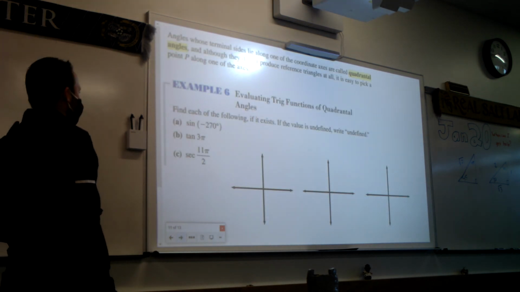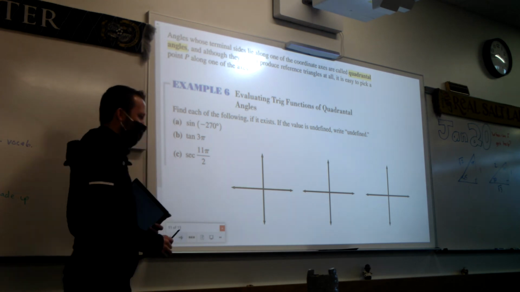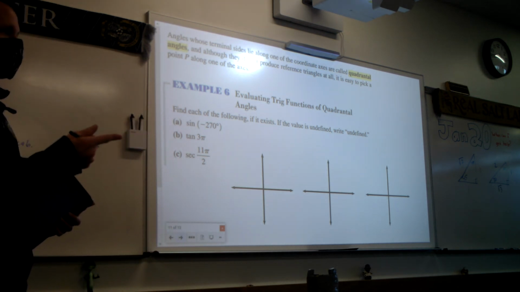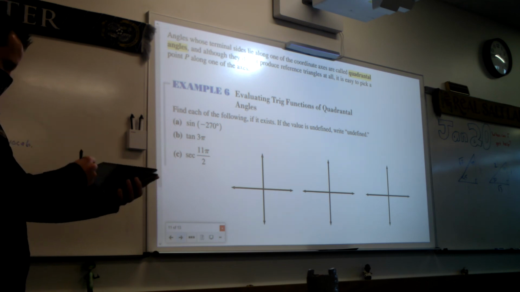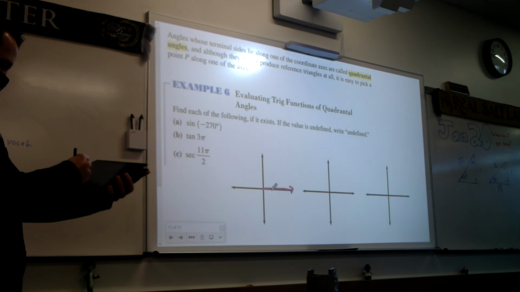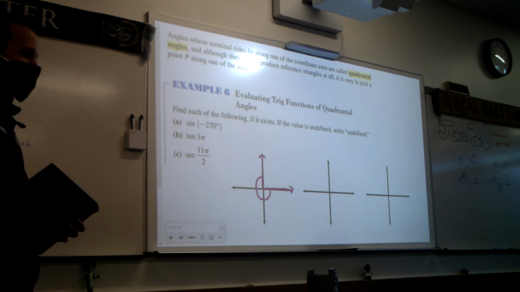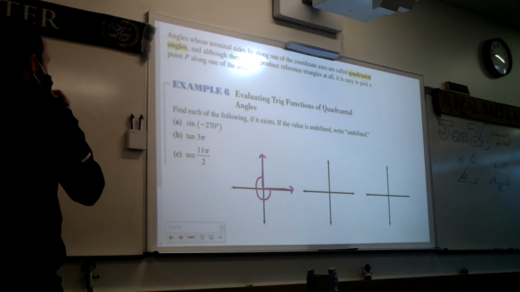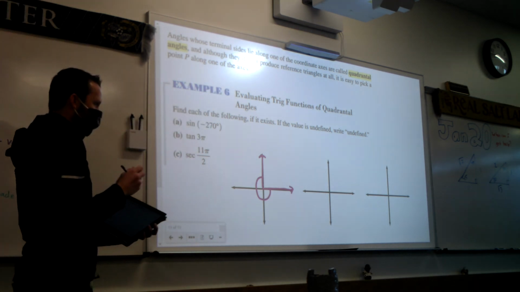So let's say I was asked to find the sine of negative 270. Do you guys graph negative 270? Yeah, let's hurry and do it. Okay, so here's my positive, this is my initial side. Since it's negative, we're going the other way around. And basically, where do we end up, guys? 90 degrees, okay?